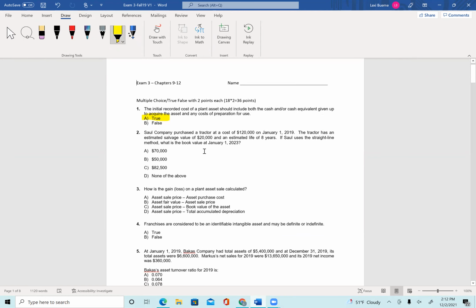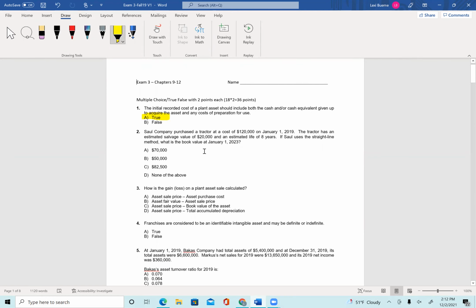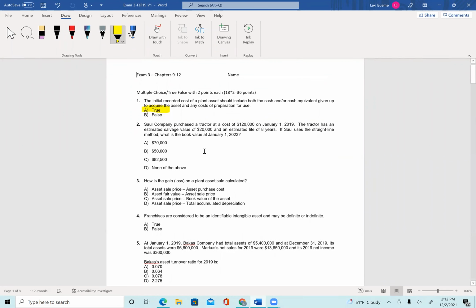Sol Company purchased a tractor at a cost of $120,000 as of January 1st, 2019. The tractor had an estimated salvage value of $20,000 and an estimated life of 8 years. If Sol uses the straight line method, what is the book value for 2023? So the straight line method is cost minus salvage value or residual value times 1 over the useful life, or estimated life, either way.